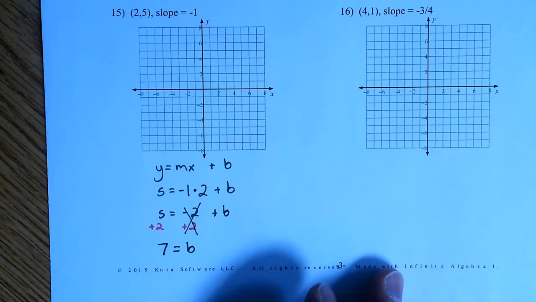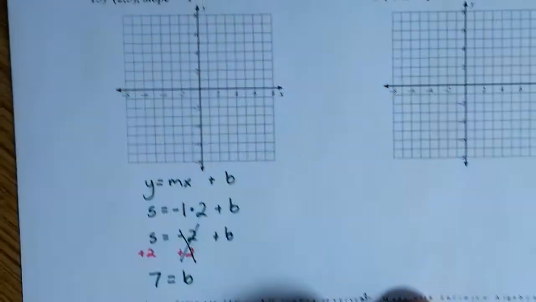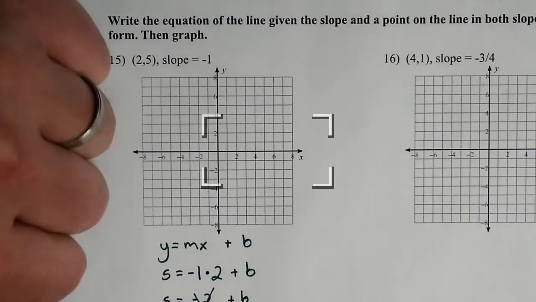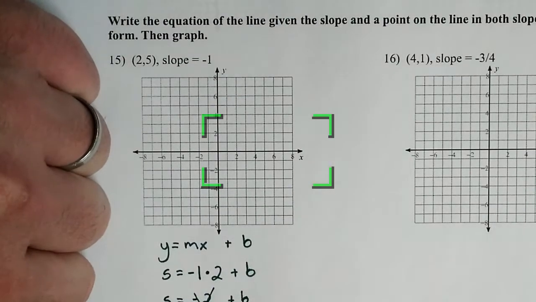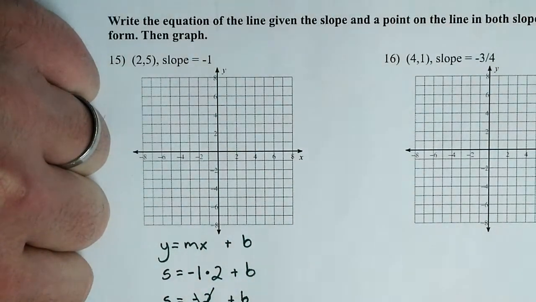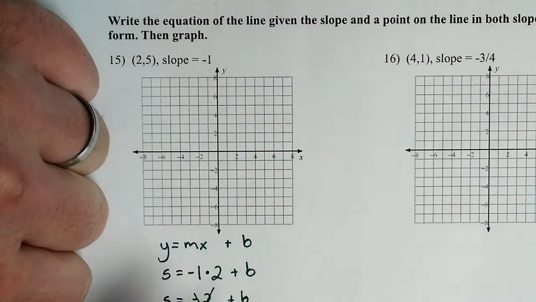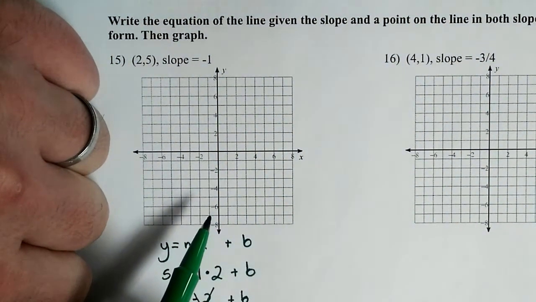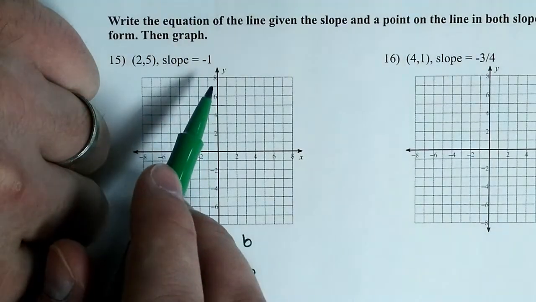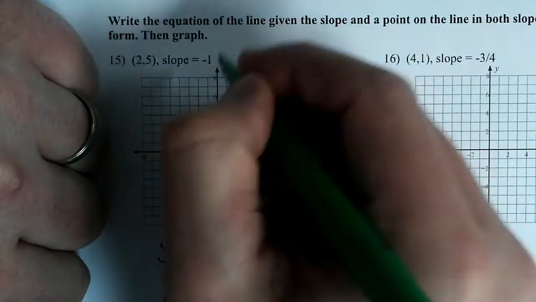So on our graph, where do we start? We started at our b. What is our b? 7, exactly what we just found on the bottom. So on the y, we go to 7, which is right there. Put a dot.